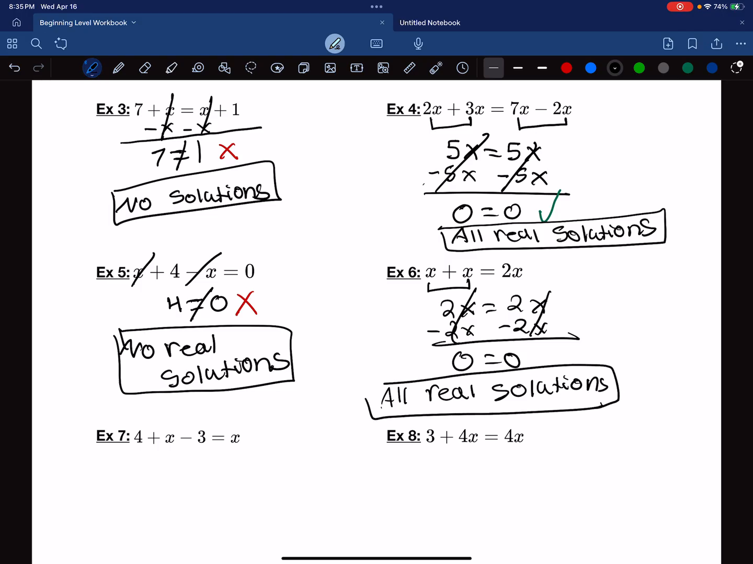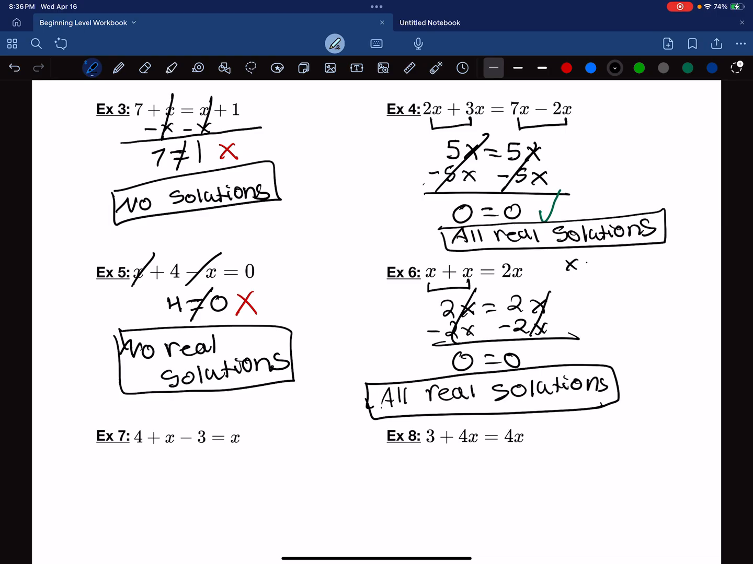Now, one thing I did forget, one thing I have not mentioned yet, is what exactly do all real solutions and no real solutions actually mean? So let's first look at all real solutions because this is the problem we just did. What that means is you can plug in any number for x and you will always get a true statement, like 0 equals 0. Let's just practice that.